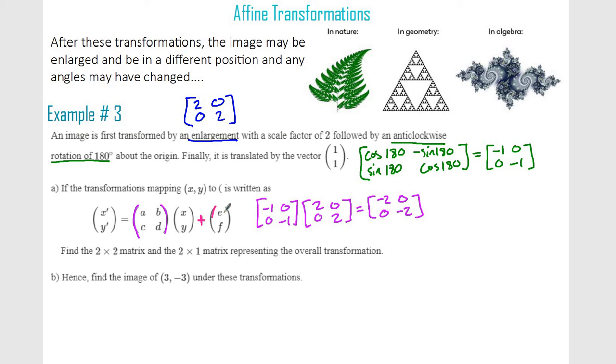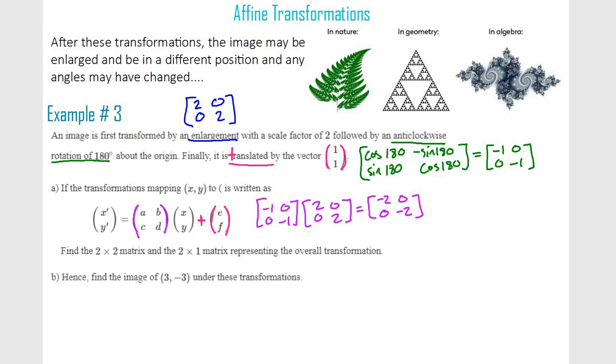Okay, well, when we add, that's a translation. Translation is when we add. So the new matrix, or A, B, C, D would be this one, and then E and F would be that one. Okay? So find the image of 3, -3 under that.